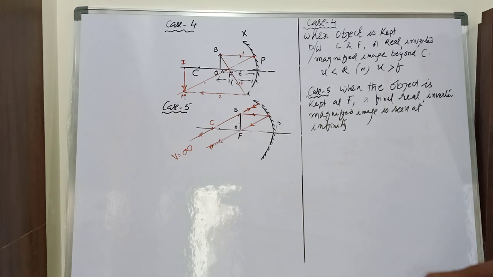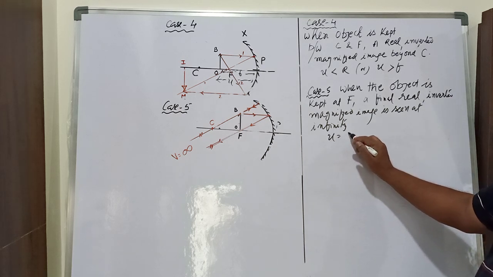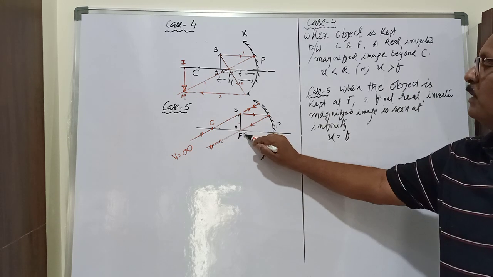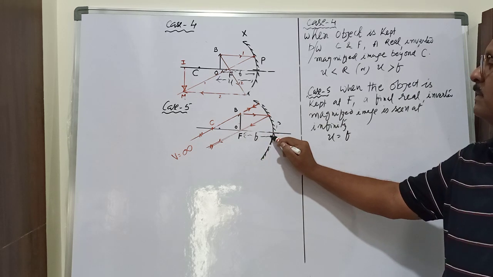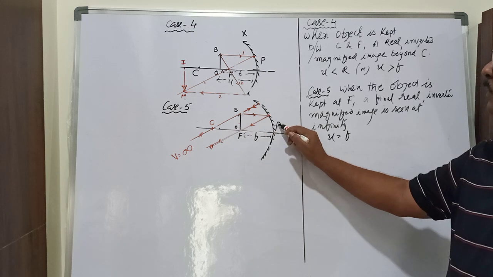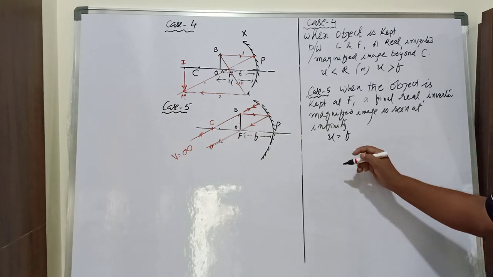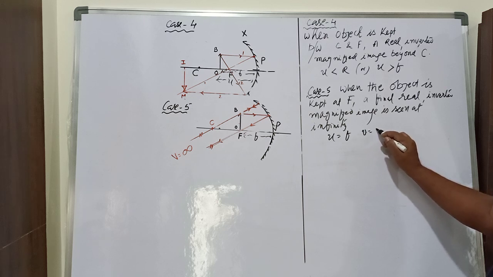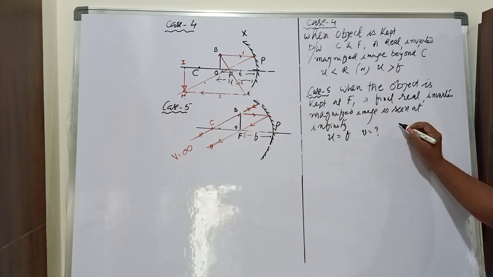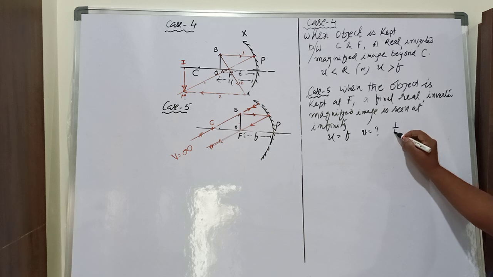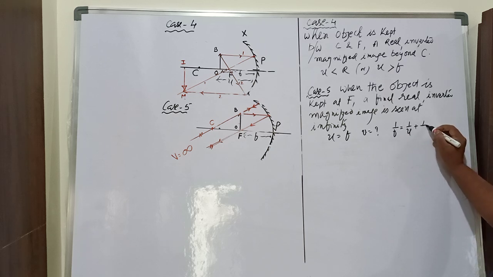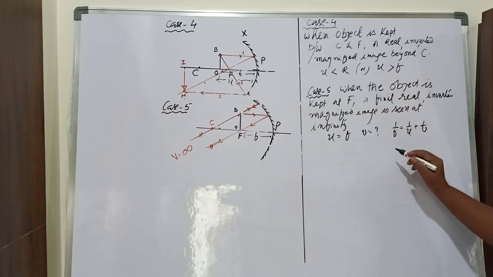Right? So the u value, the distance of the object, is equal to what? Focal length. The distance of the focus from the pole is called focal length only. When it is at focal length, what is the distance of the image? From the reflection formula, 1 by f equals 1 by u plus what? 1 by v. This is the formula for reflection actually. This can be derived also in the next classes.